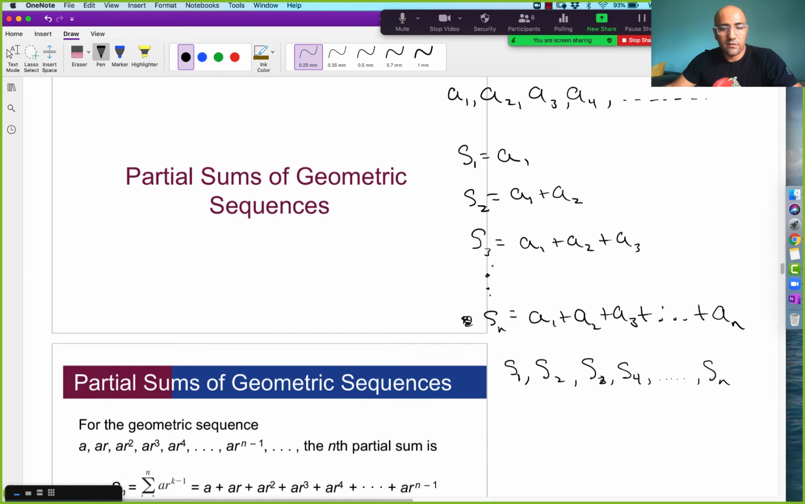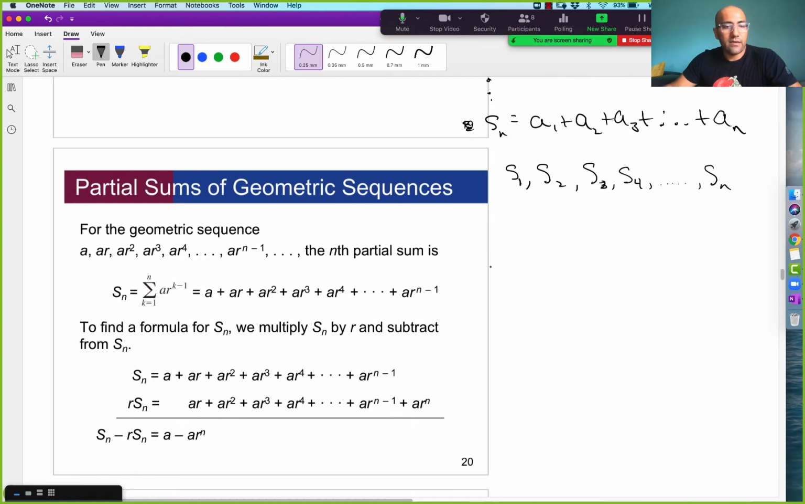geometric sequence. So here is a geometric sequence, right? The first term is A, the second term is AR, the next term is AR squared, right? This is a geometric sequence. And we want to discover what is S sub n, right? What is a formula for the sum of the first n of them? We can express that this way.